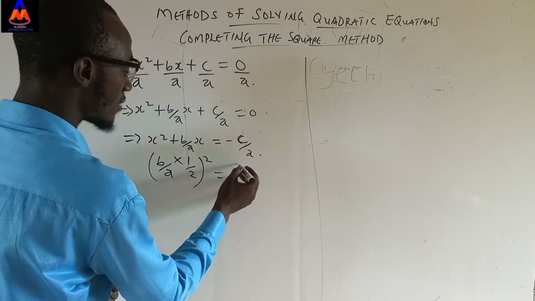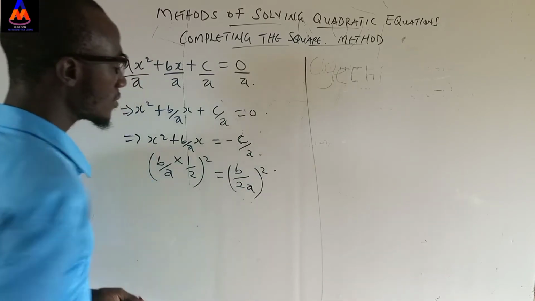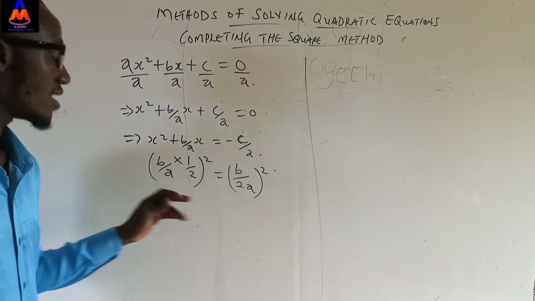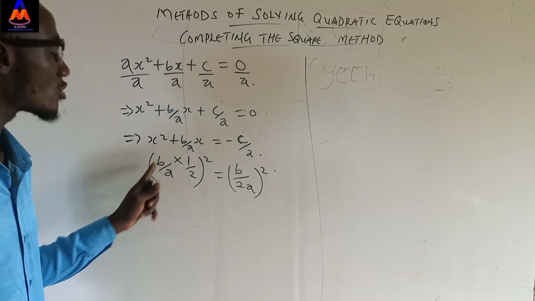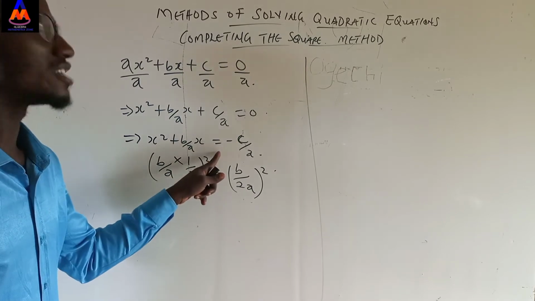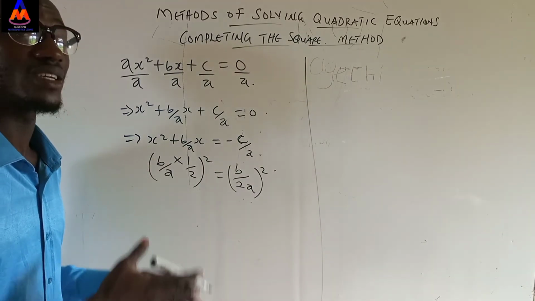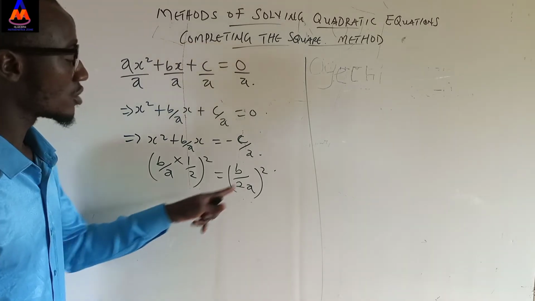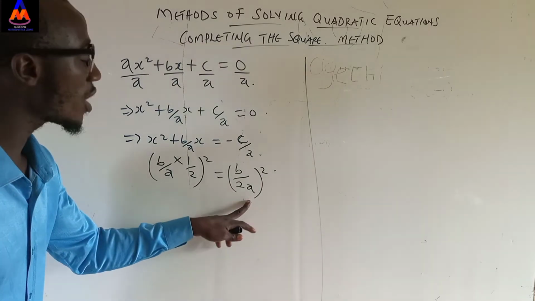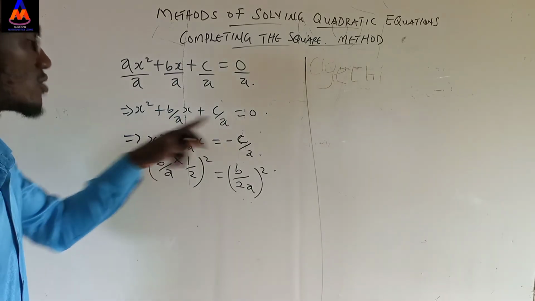Then that means we can add b over 2a squared. So we have gotten the perfect square. Anytime you are looking for the perfect square, multiply the coefficient of the lowest variable x by half, then square it. This approach that I'm using was explained by that Arabian mathematician. So you square it, then you add it to both sides of the equation. You add it to this side, you add it to this side.